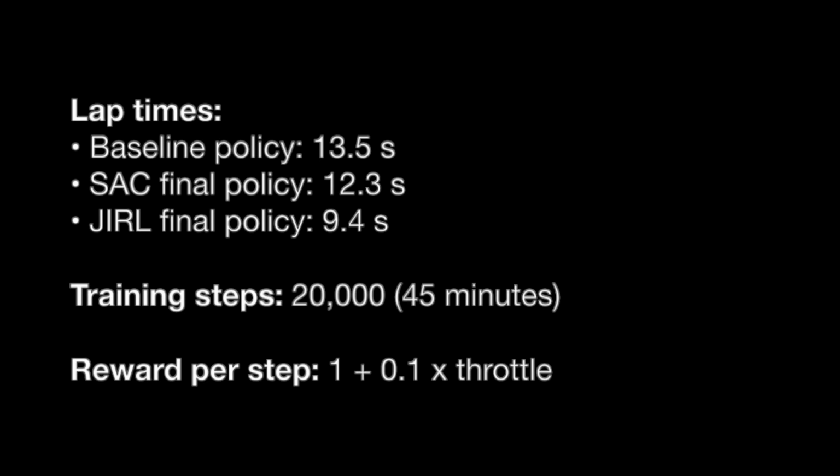The policy learned using JIRL is also smoother due to the feedback from the baseline policy during training. Note that for both SAC and JIRL, we use a simple reward function that incentivizes moving fast. SAC can achieve a smoother policy, but it comes at a cost of tedious reward shaping.